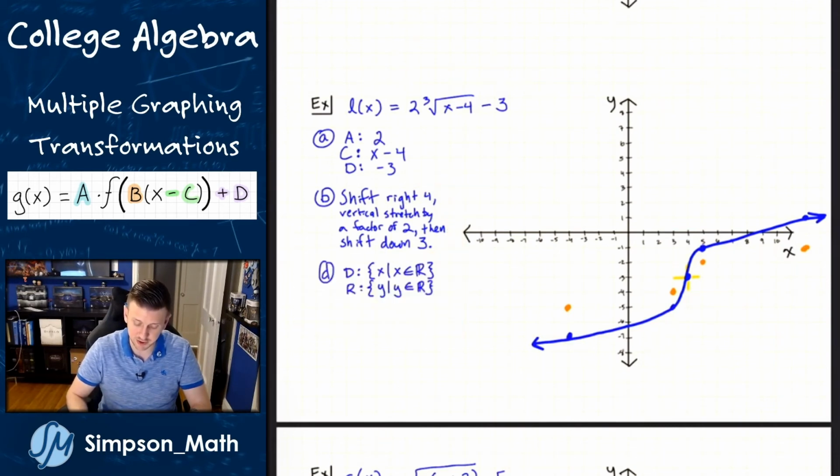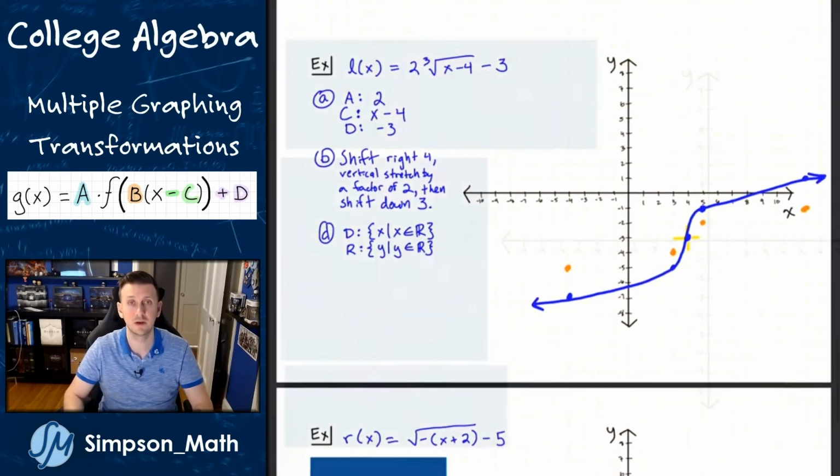None of these changes change the domain and range of the cube root. If this was a different parent function, that'd be a different story. But in this case, this does not change that. So, all real numbers. X and y are both elements of the real number set.